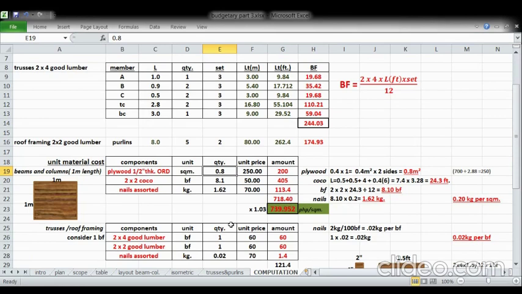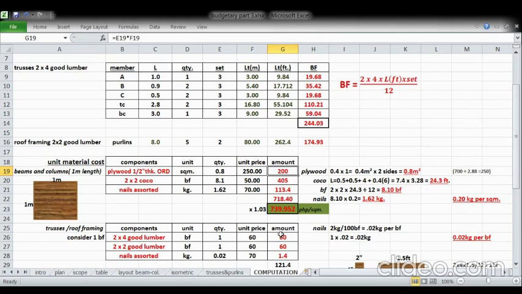So the unit price is 250. How do I get 250? The price of one plywood today, ordinary, which is 1/2 inch thick, is 700 pesos. So I divide it by the area of one plywood. One plywood is 1.2 by 2.4, equals 2.88. So 700 divided by 2.88 is 250. So that's how I arrive at 250. So the amount is just the product: 0.8 times 250 is 200.